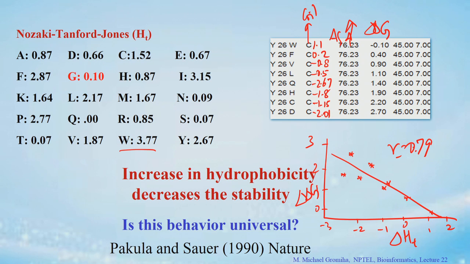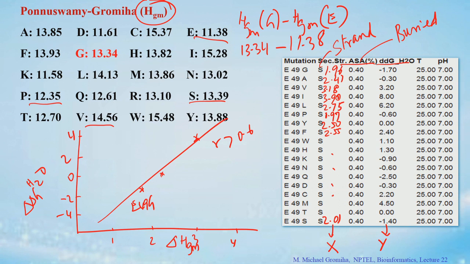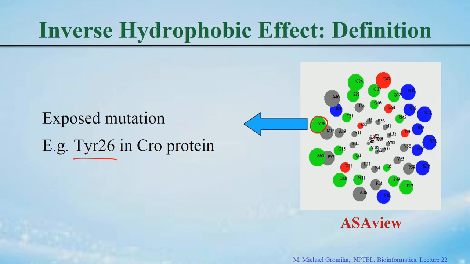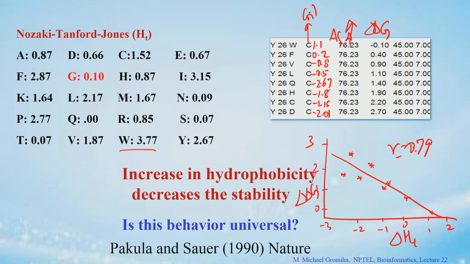So, if you see the mutations, one is at the surface in the coil region, one is buried. For the buried one we can see a direct relationship between the hydrophobicity and stability, but in the case of the coil mutation, look at the surface, you can see the inverse relationship between the stability and the hydrophobicity. In this case, they first reported in 1990 that hydrophobicity has an inverse relation with stability, that means an increase in hydrophobicity decreases stability for this particular protein, and they published this paper in Nature.